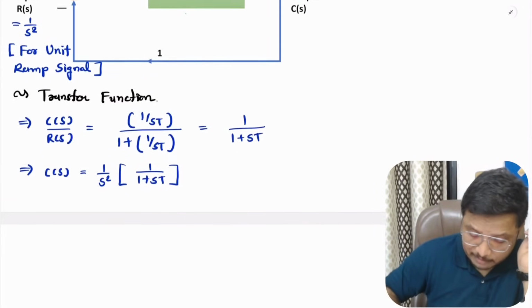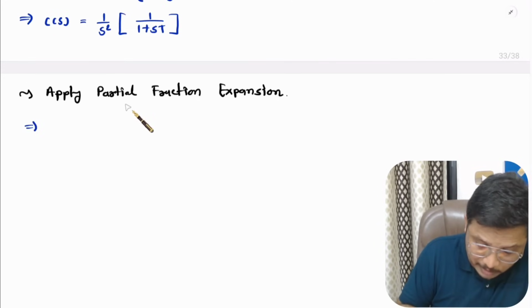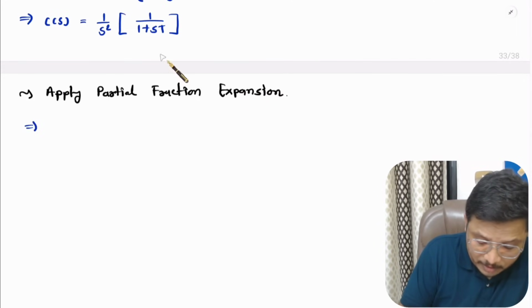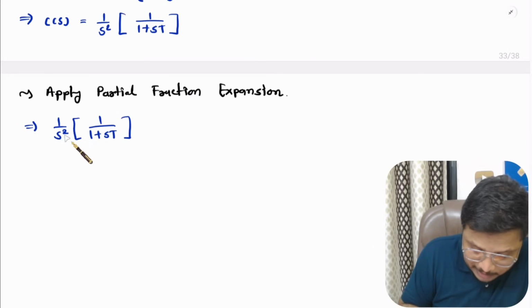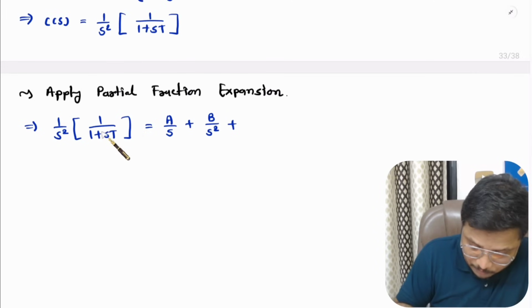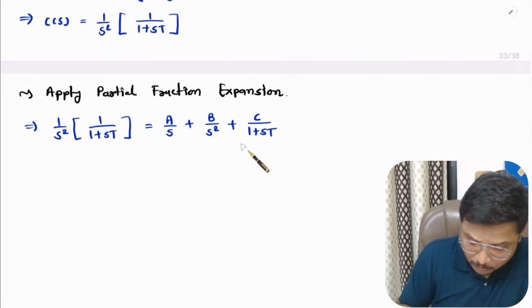So let us apply partial fraction expansion here. We have this function, that is 1 by S square into 1 by 1 plus ST, and we need to convert this function into addition form. So we will have A divided by S plus B divided by S square plus C divided by 1 plus ST. Now let us do cross multiplication.